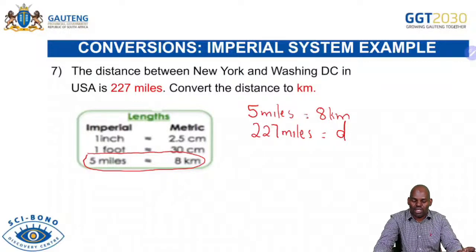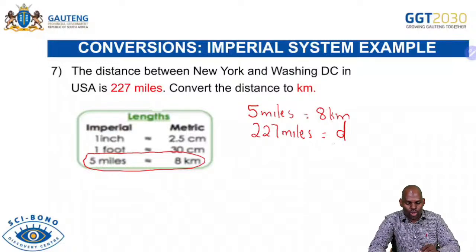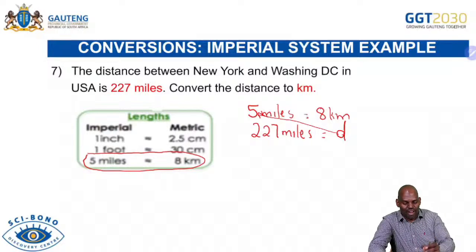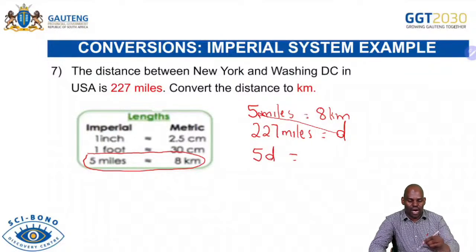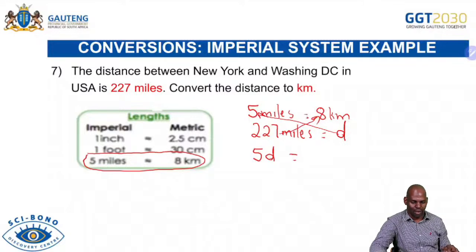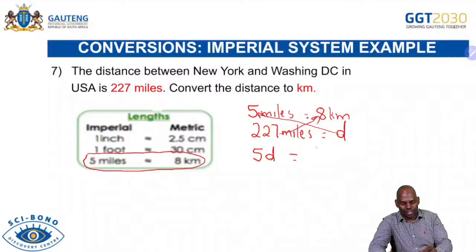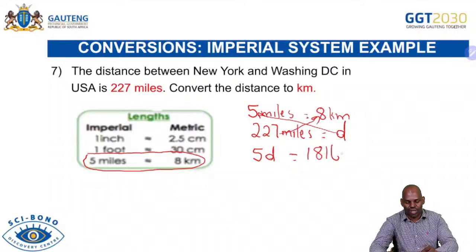We're going to do the cross multiplication. When we do the cross multiplication, we have D multiplied by 5, which gives 5D. Then we take 227 and multiply by 8. If you take your calculator, 227 multiplied by 8, I get 1816. Remember, I'm looking for the value of D.